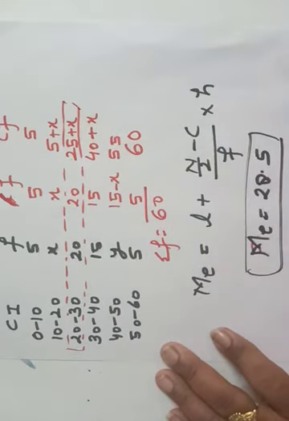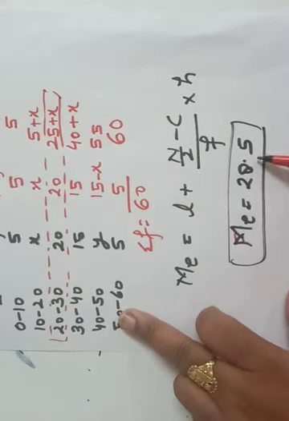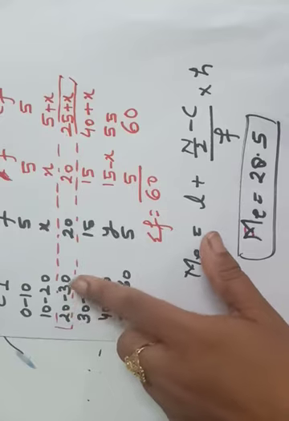Now we have got the median class, and that is very important. The very first step is to find out the median class. So we have found the median class after seeing this, that 28.5 of course lies between 20 to 30.